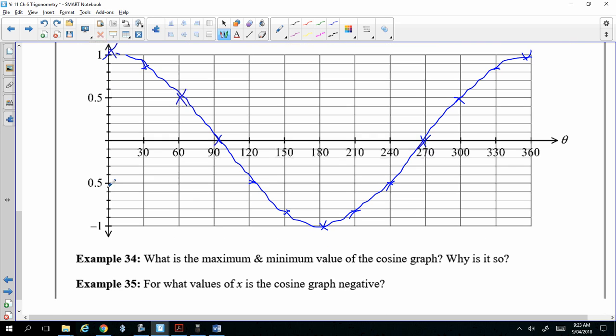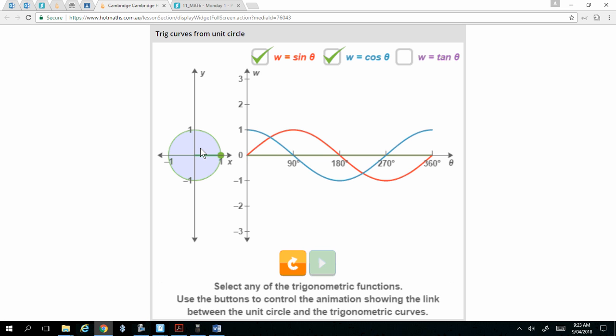Yeah, because if you go back to the circle, the highest y value could be is 1, right? It can't be more than 1. Does that make sense? That's why the graph cannot have a value more than 1, because the circle's maximum value is 1. The radius is 1. So that's why it can't go beyond that.